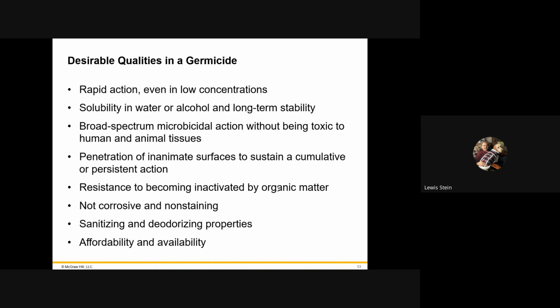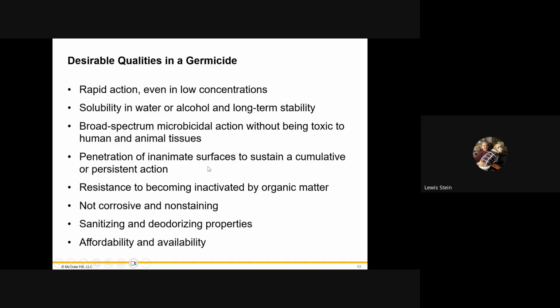So, what do you want? You want something that works without having to use a lot of it. Bleach is really good with that, for instance. It's nice that you can have something that's shelf stable for long periods of time. Not always the case, let's say, with bleach. You want it to be broad. This is a panacea. We just don't have that. Something without being toxic to human and animal tissues, and broad spectrum. To me, that would be the optimal. I don't know if we have anything that really fits the bill per se.